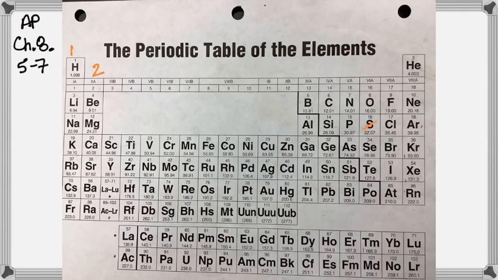hopefully you see the pattern here. We've got 3, group 14, 15, 16, 17, and group 18. So those numbers in orange are the valence electrons. Have a periodic table handy. You're going to have to look back at multiple elements today and count up a lot of valence electrons.